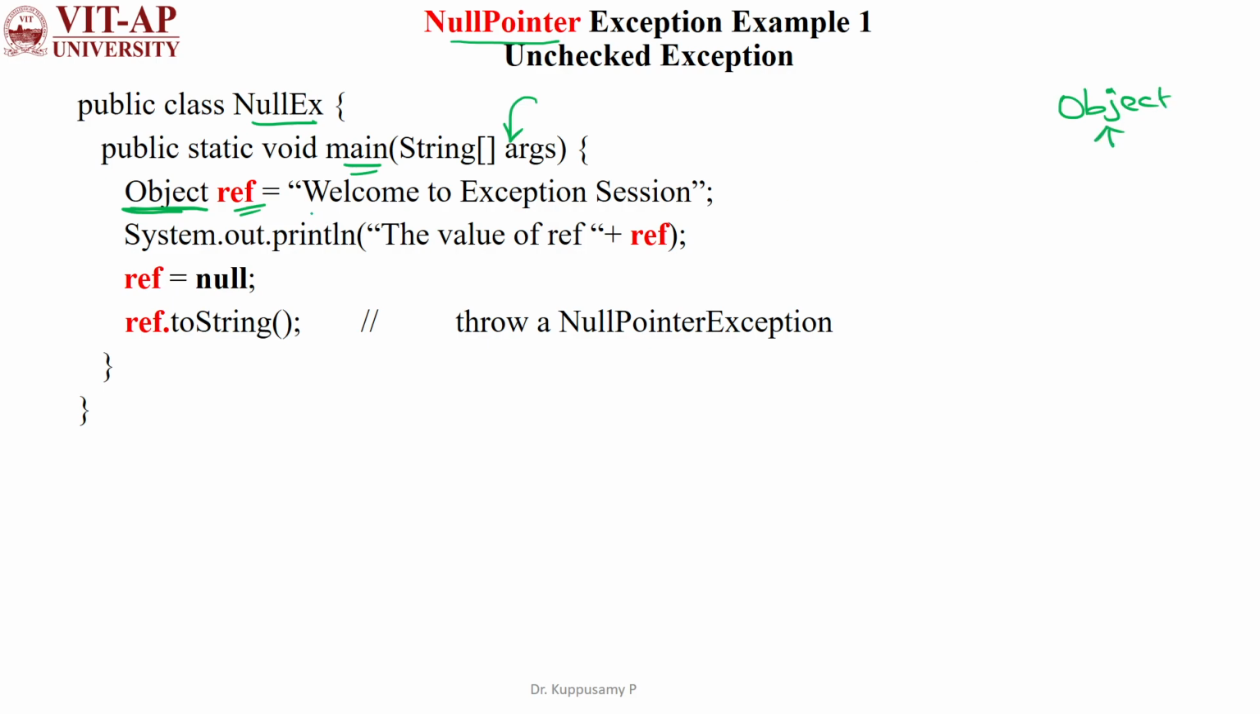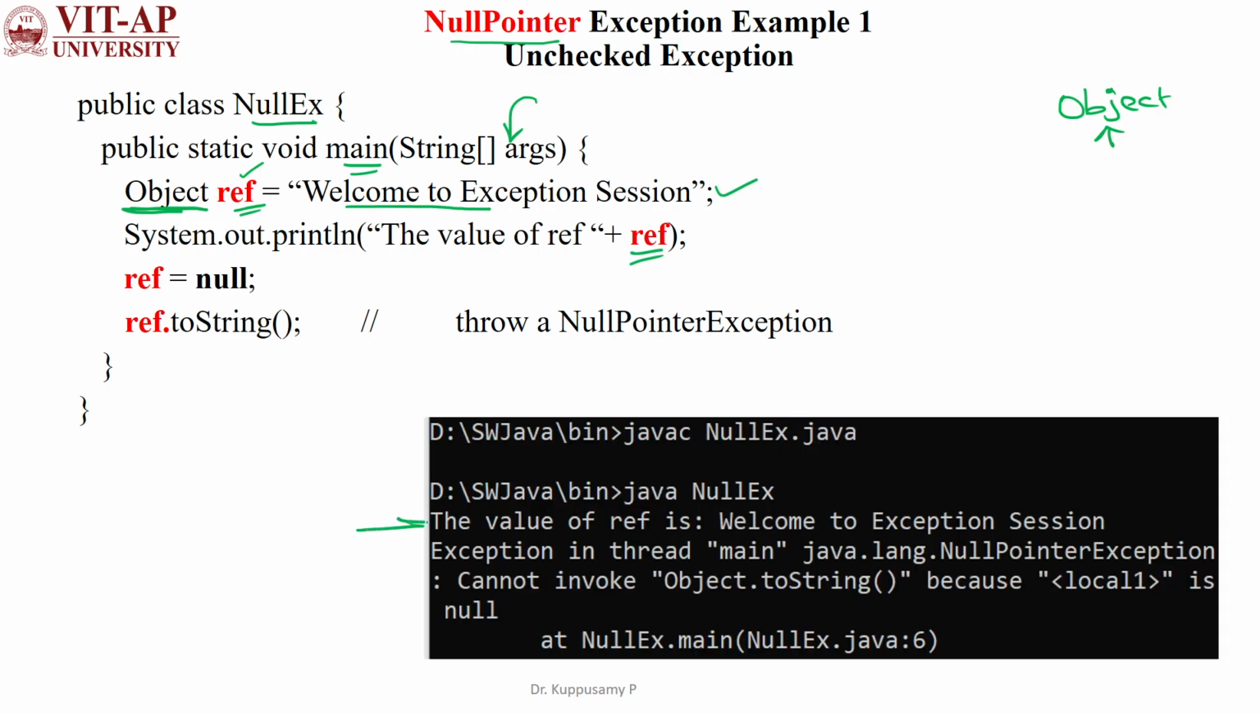So the superclass is used to create the reference variable with the value "welcome to exception session", which is printing the value of ref. So this one is printed. Then we are making the reference variable null. That means we are nullifying this object. Once we nullify it, this object cannot be reached. It is in unreachable status. If it is unreachable, then you cannot use it in future.